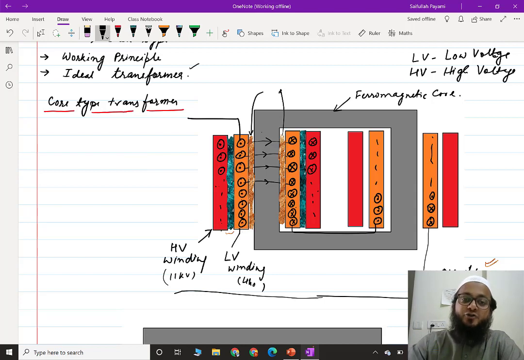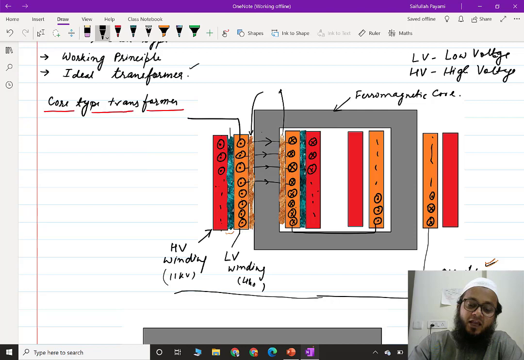So assuming that the core is at zero potential, the insulation required here would be for 440 volts. So the volume requirement of that insulation would be different compared to the insulation required between the high voltage winding and the low voltage winding. Here the potential difference is around 10.5 kilovolt, so I would need different kinds of insulation.